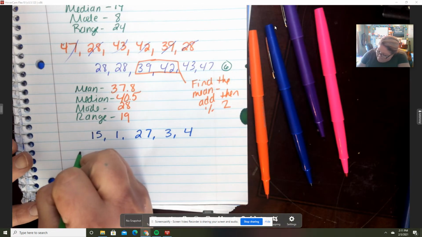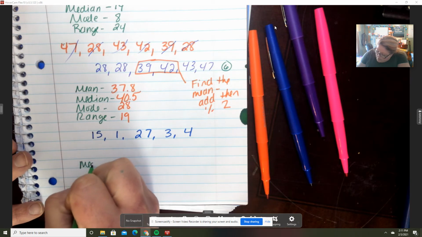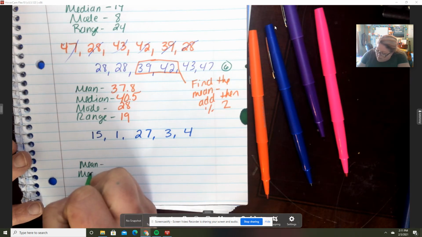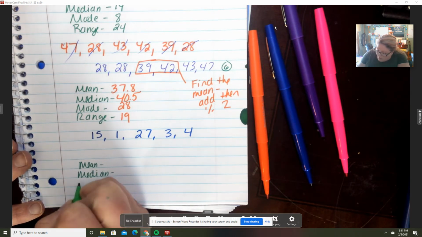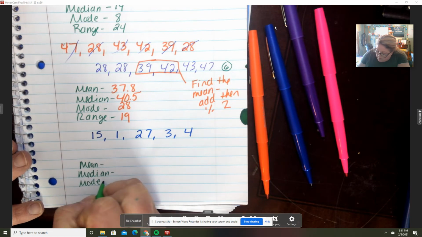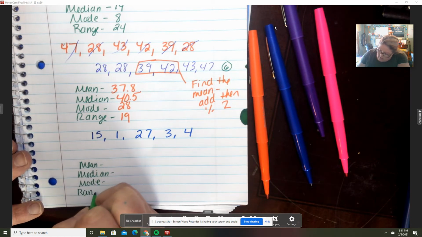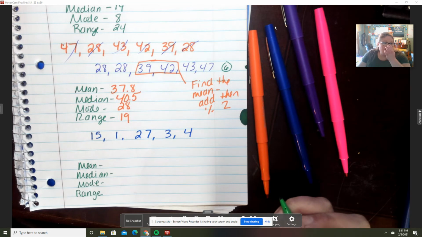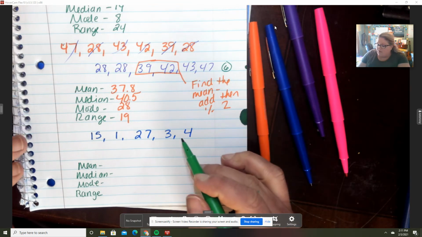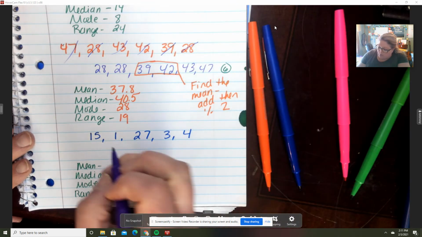Mean means average. Mode means most. Median means middle, hopefully in the middle. Just remember to please put your numbers in order. Now you have your answers, so pause me. Make sure that you have put those numbers in order.